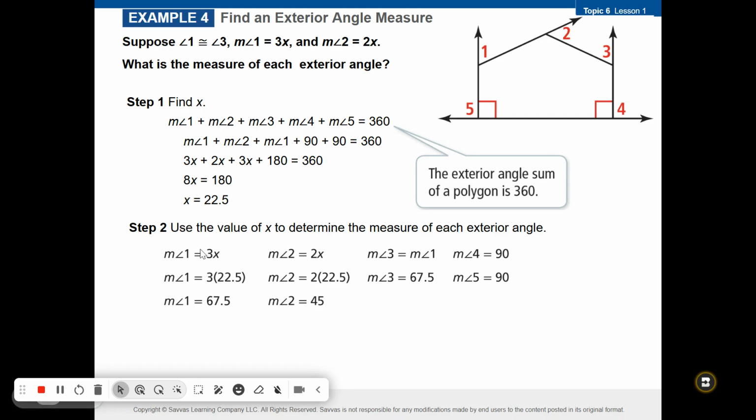All right, so for angle 1, we get 3x. 3 times 22.5 gives us 67.5. We know that 1 and 3 are congruent, so we can just match that. And then for the measure of angle 2, it'll be 45 degrees. So this gives us right here all of the angles that we need. Okay? Questions on that one?